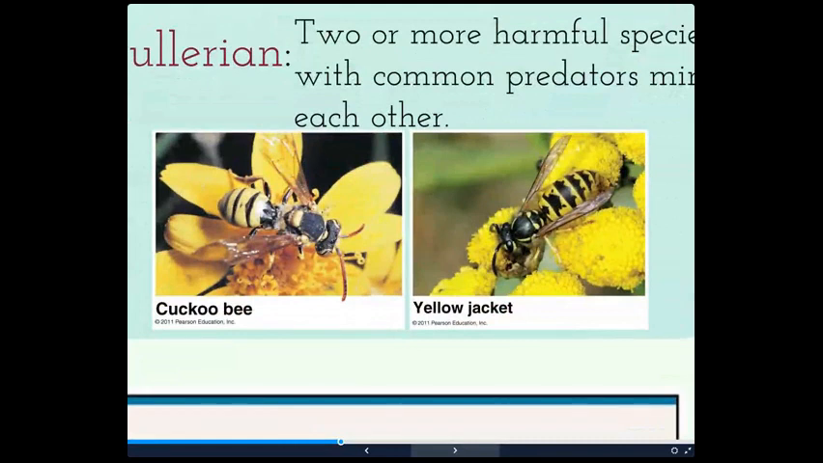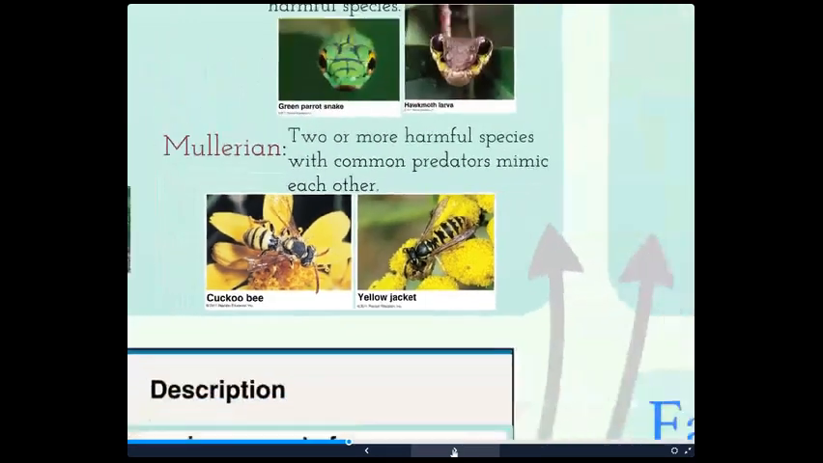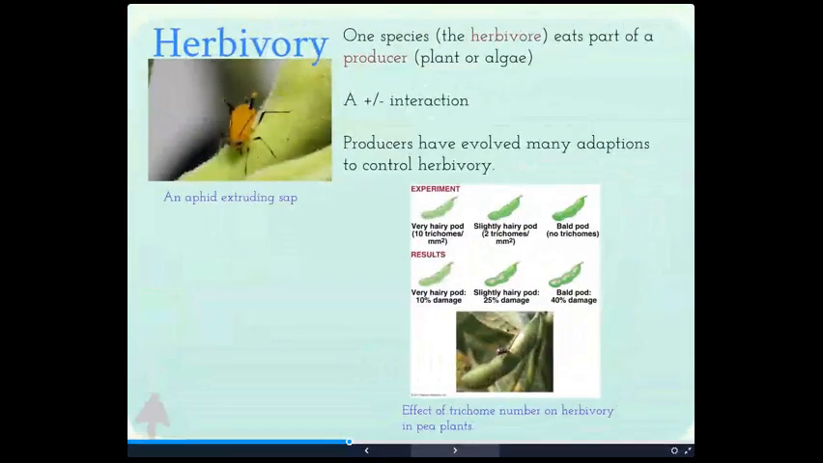Natural selection, of course, would favor the ones that look like something that's venomous or dangerous so that the predator won't eat it. And then they would survive better. And you would see them become more and more like that venomous or poisonous organism.